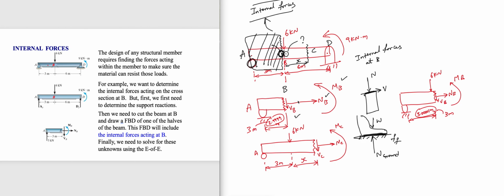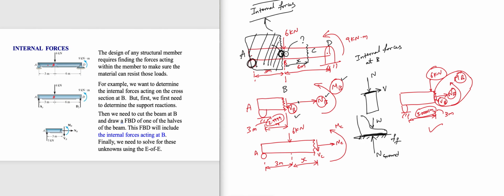And I'm calculating what is happening slightly to the right, because in this case, the difference is that there is the presence of the 6 kilonewton force. That means the values of VB, NB, MB are different. Here, the values of VB, NB, MB will be different because there is no 6 kilonewton force present. That means just before B, internal forces are different compared to what is happening slightly after B.